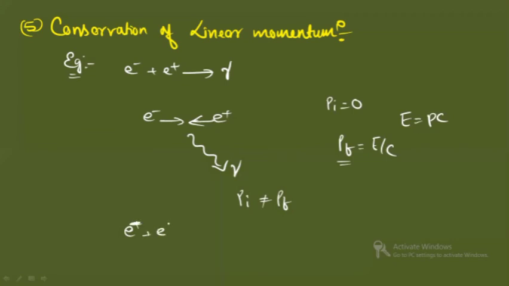If you would have one more gamma here, then you would get one gamma in this direction and one gamma in the other direction. Then this momentum would become 0; P final would become 0 because both are in opposite directions. Clear? So for this reaction you could say that the linear momentum is conserved and hence the reaction is allowed, while for this one the linear momentum is not conserved and hence the reaction is not allowed. Clear?